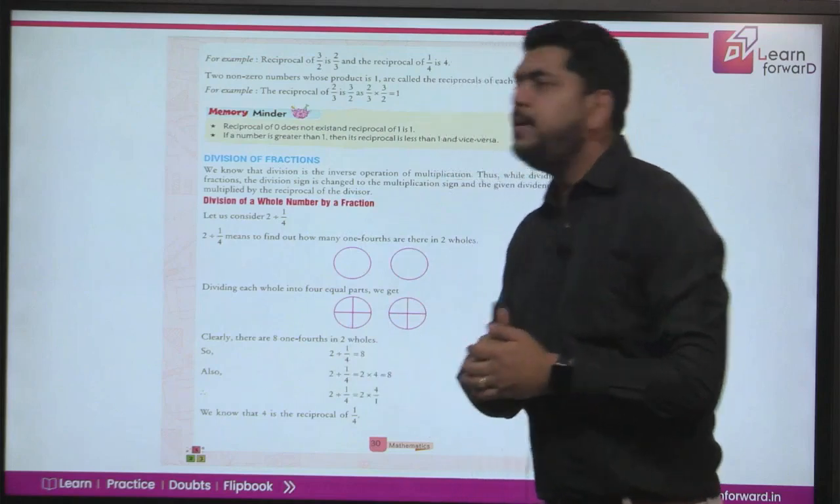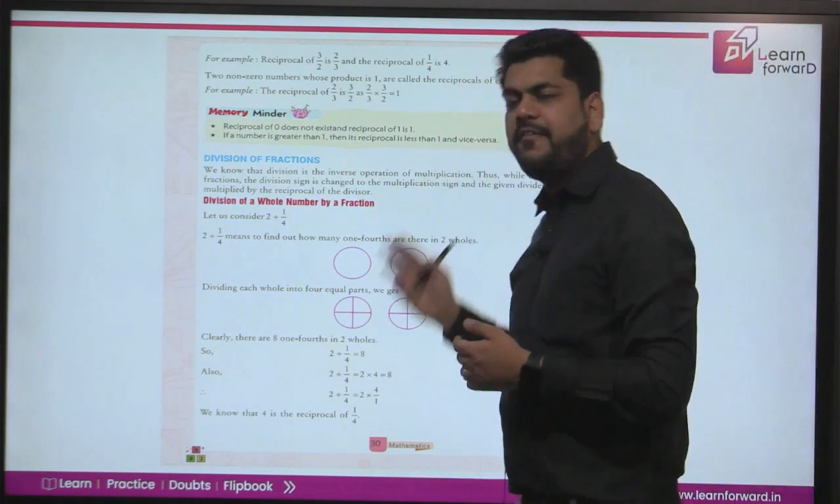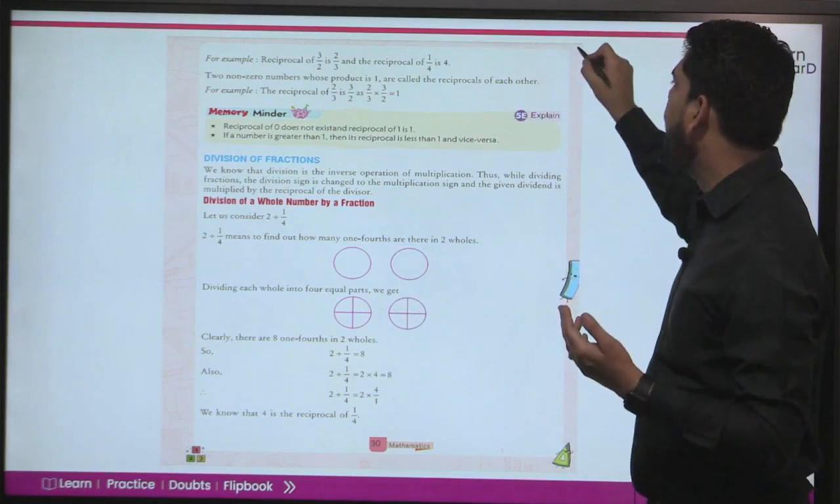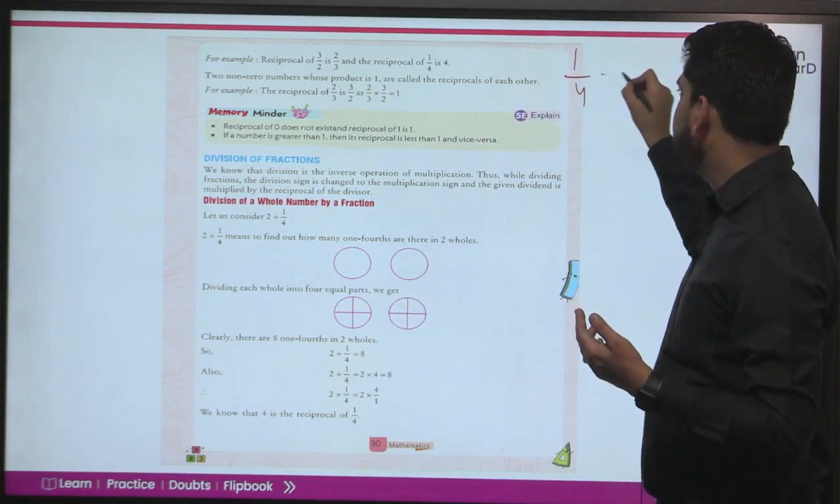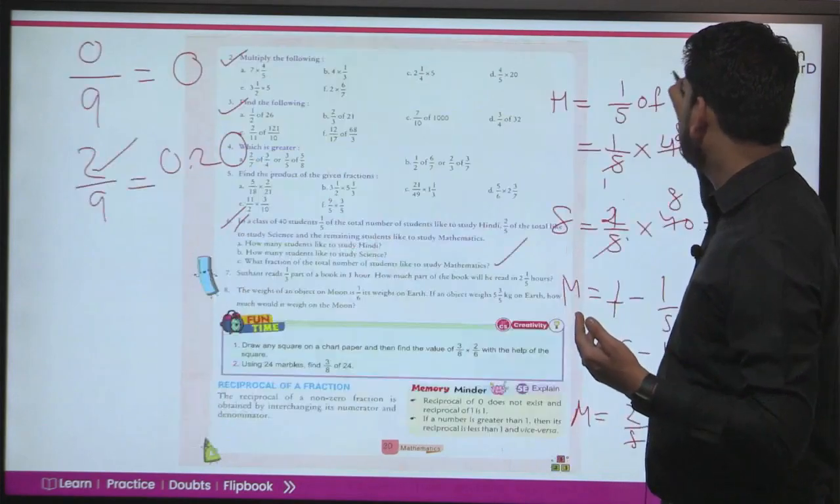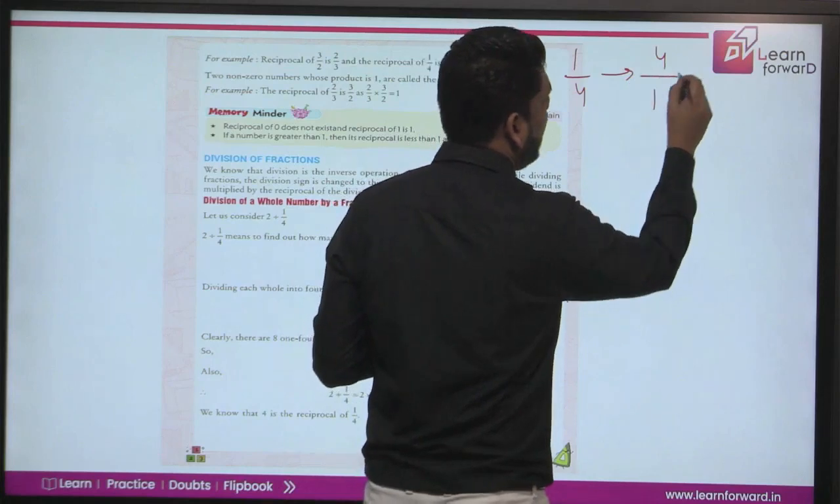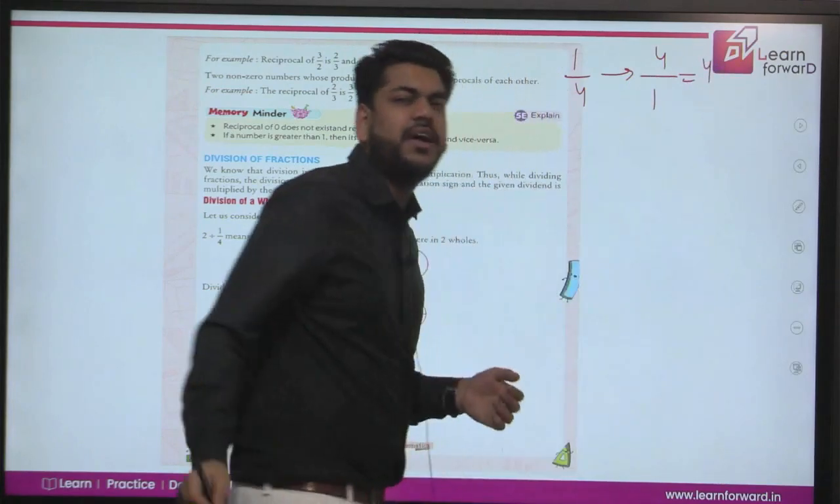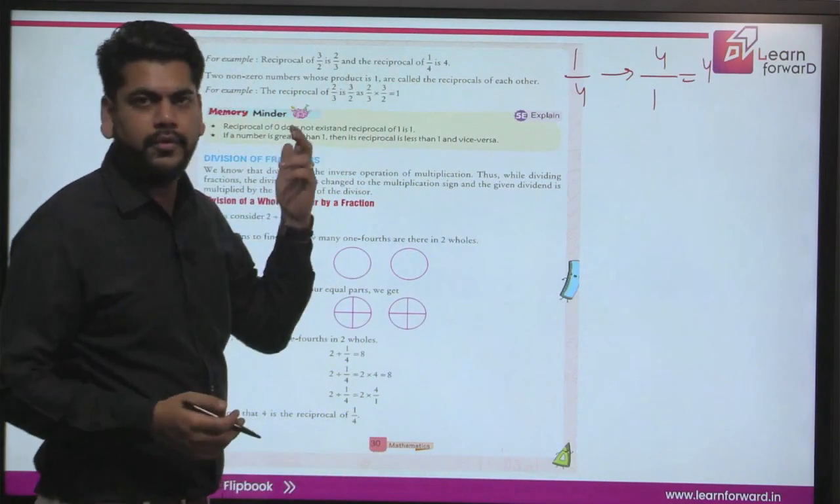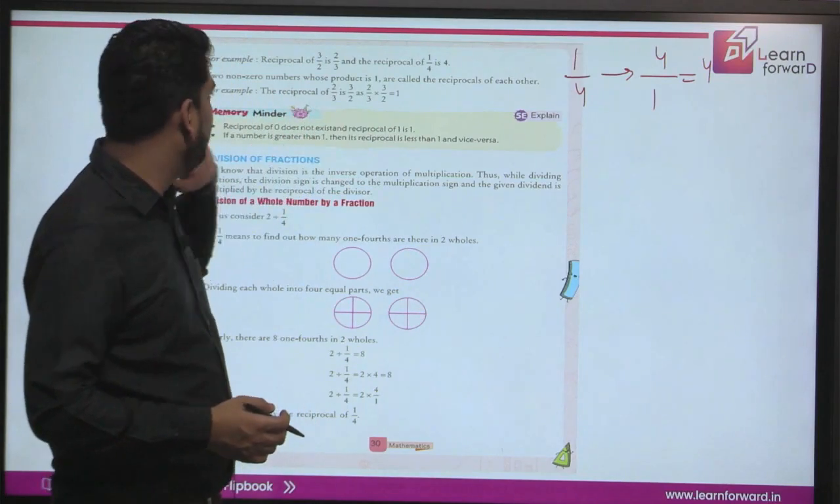Reciprocal of 3 by 2 is 2 by 3. Reciprocal of 1 by 4 is 4 by 1, and of course we can write 4 by 1 as 4, because when 4 is divided by 1 it results in 4, right? The reciprocal of this we have already done.